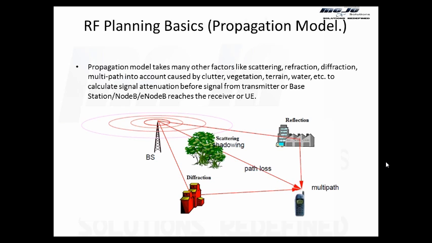So the sites which are planned near the water, they try to be captured, especially in Manhattan, the Bay Area. It's very difficult to control the sites because the sites start to overreach on the other side, because water is a very good reflector.